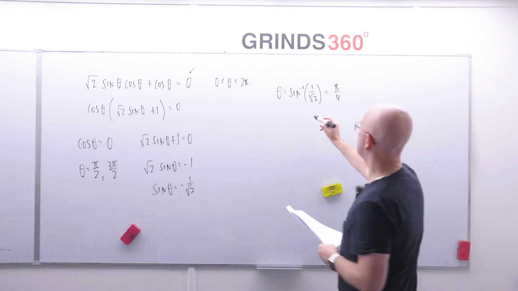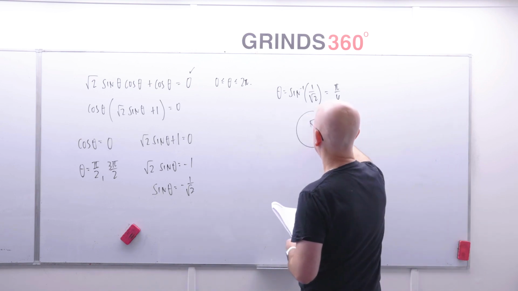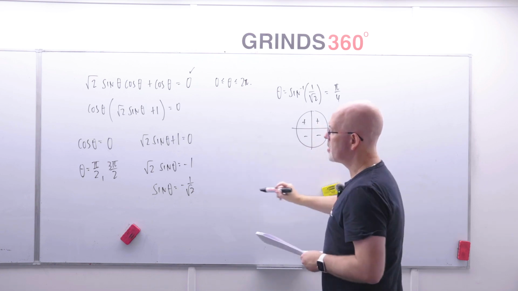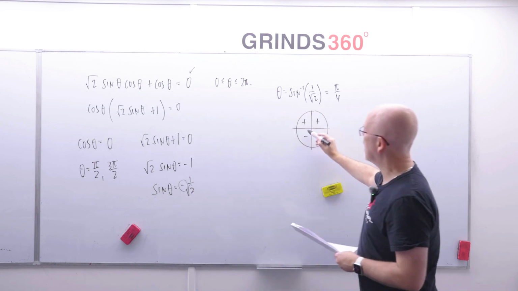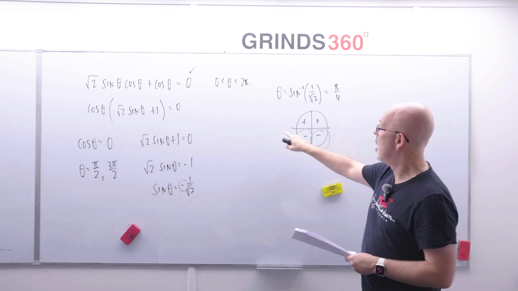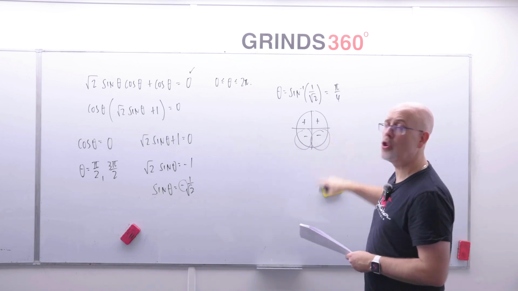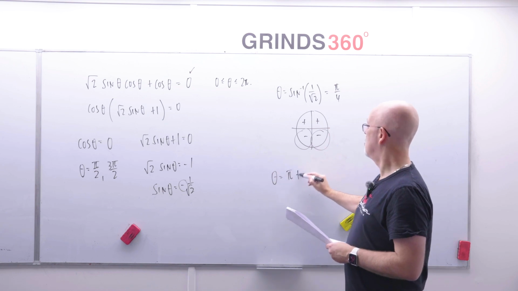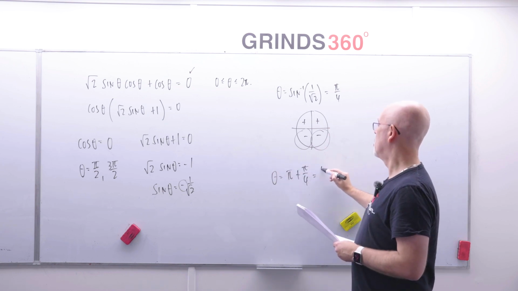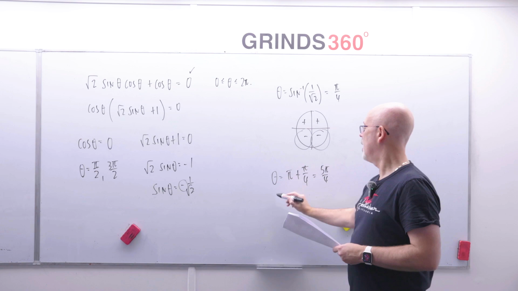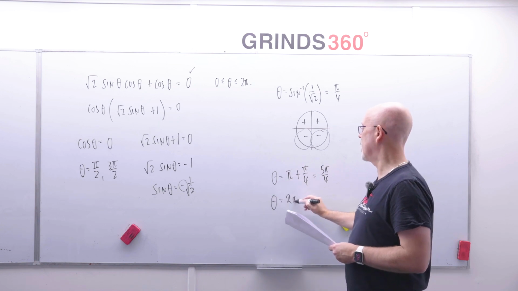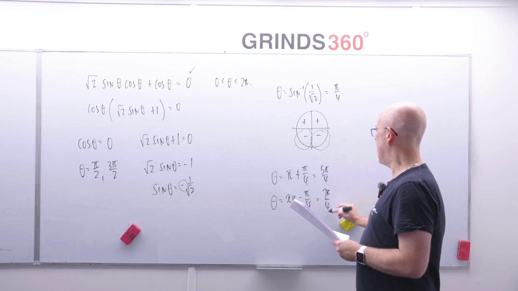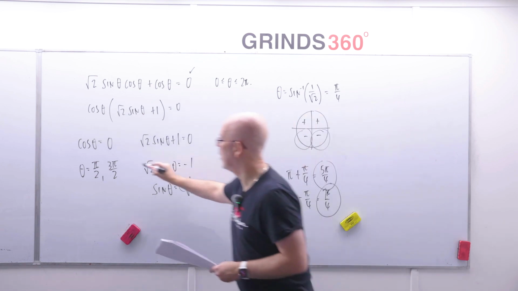And then, because I'm dealing with sines, what does the circle look like? Plus, plus, minus, minus. So because it's a negative sine value, it's these two quadrants, quadrants 3 and 4. So it's going to be pi plus the angle, and 2 pi minus the angle will be the other two solutions. So theta will be pi plus pi over 4, which is 5 pi over 4. And then theta is equal to 2 pi minus pi over 4, which is 7 pi over 4. And there's my 4 solutions.